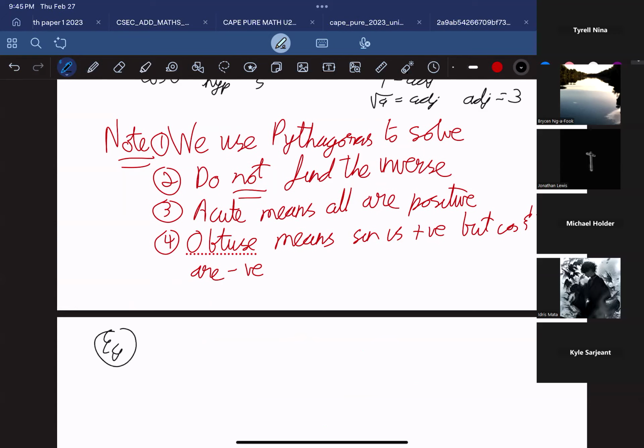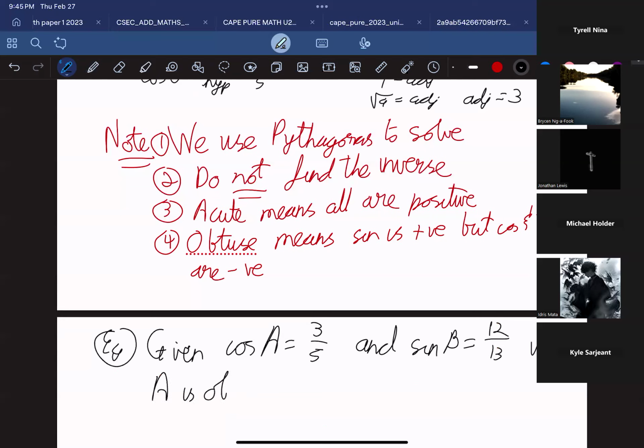Example. Given cos A is equal to 4/5. Actually, let's change it up. 3/5. And sine B is equal to 12/13, where A is obtuse and B is acute.